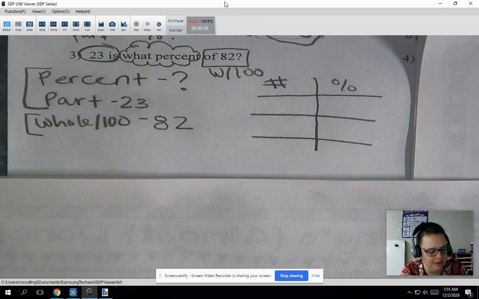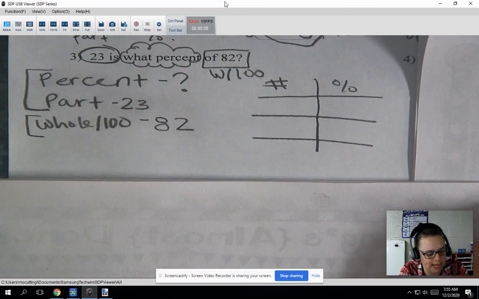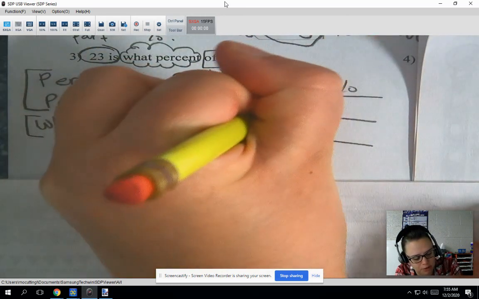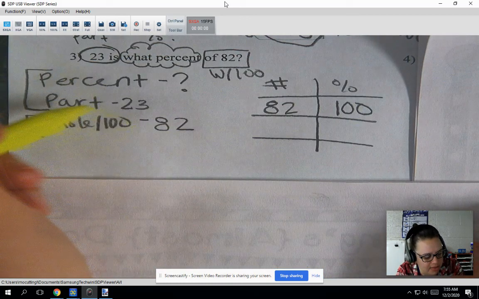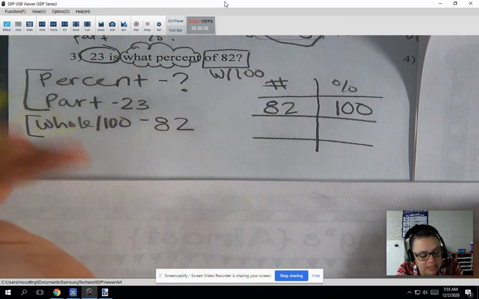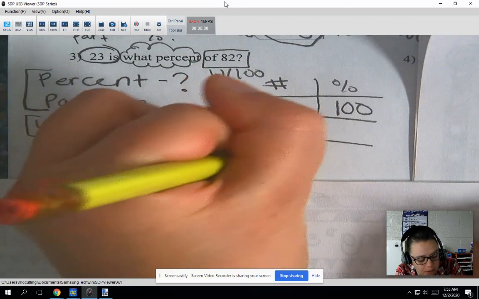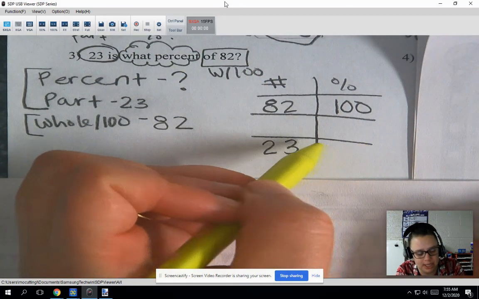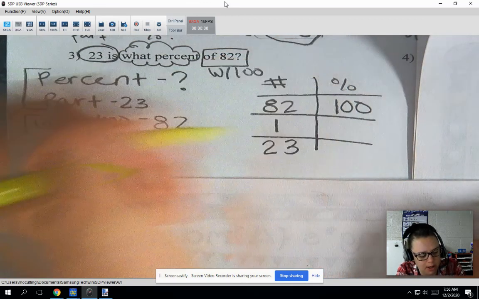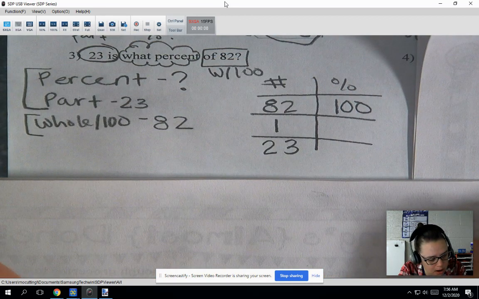And welcome back. So my whole slash 100, that's what I'm going to start with. 82 is my number. 100 is always my percent for the whole. And then I have a part, 23. It's not a percent, so it needs to go on the number side. 23 goes over here. I want to find what percent it is. So I'm going to put my 1 in the middle.